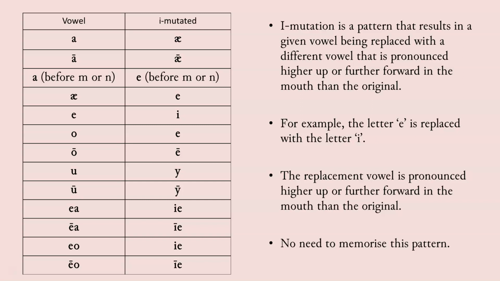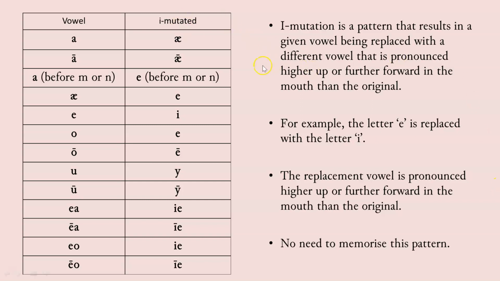If you pronounce the letter E in Old English, you get E, short E, and short I becomes I. And as you can see, the I is higher up and further forward in the mouth in the pronunciation. Now, the replacement vowel is pronounced higher up, further forward in the mouth than the original. And just to point out, there's no need to memorize this pattern. It's an aspect of the language concerning the history of it and its evolution. It's an interesting pattern to notice, but it's not required for the purpose of reading or translation. You don't need to memorize it.